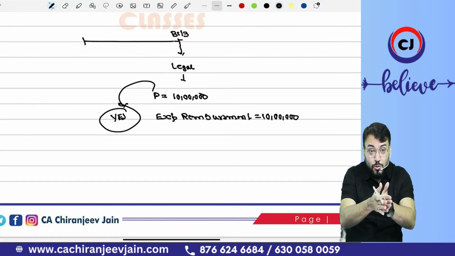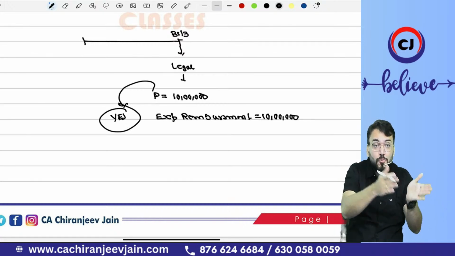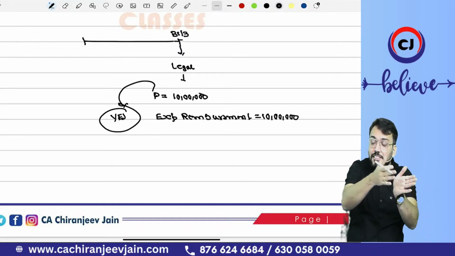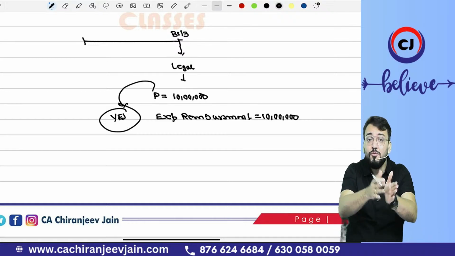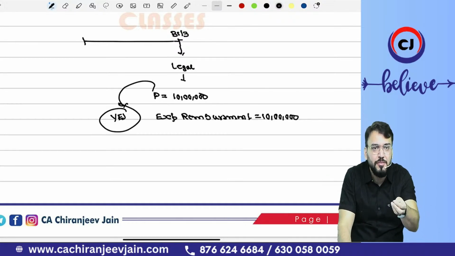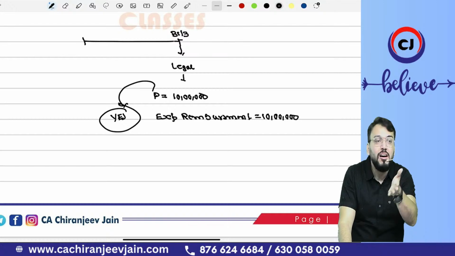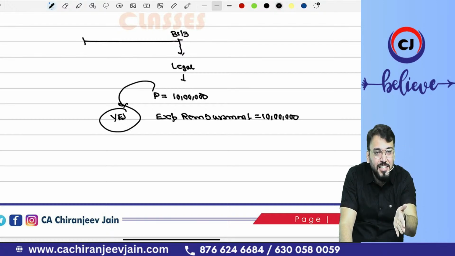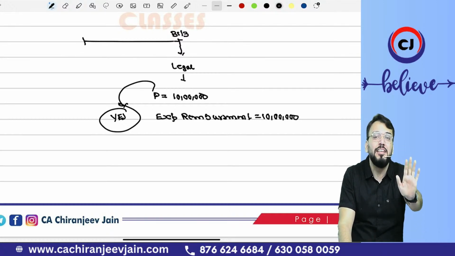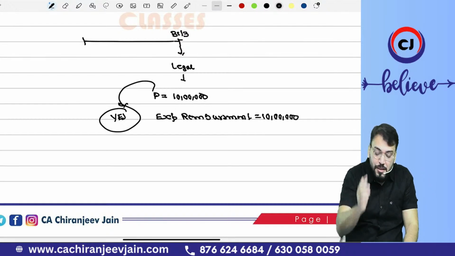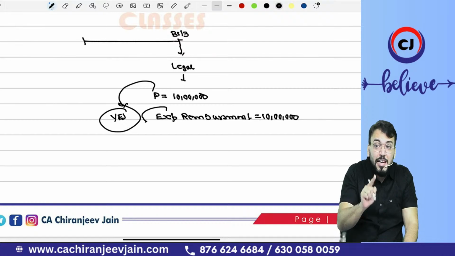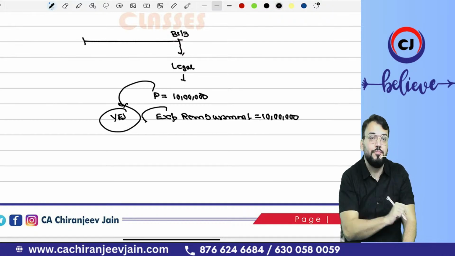Yes, because there are two different transactions. The outflow is a different transaction and the expected reimbursement is a different transaction. For a different transaction you apply a different concept. So first, the outflow: of course, if all the conditions are satisfied, you need to create a provision as per Ind AS 37.